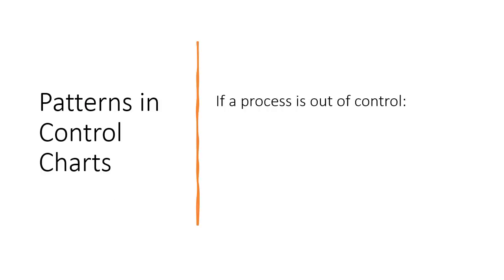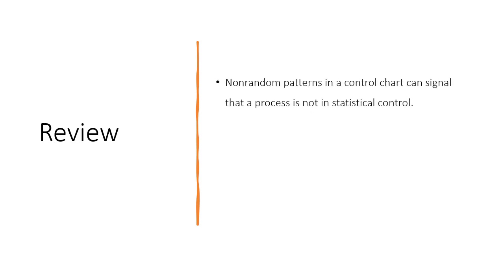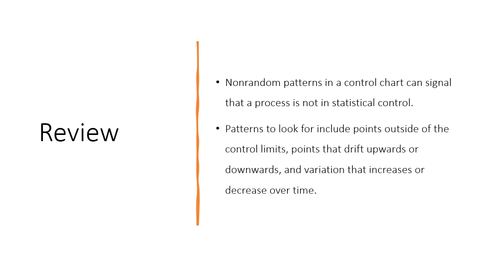So what do we do when we see a pattern and suspect that something unusual is present in the process? To eliminate unwanted variation in a process, we need to investigate the out of control points and try to eliminate the source of variation. Let's review. We can look for patterns in control charts to spot a process that is out of control. Patterns to look for are points outside of the control limit, points that drift upwards or downwards over time, or an increase or decrease in variation over time.